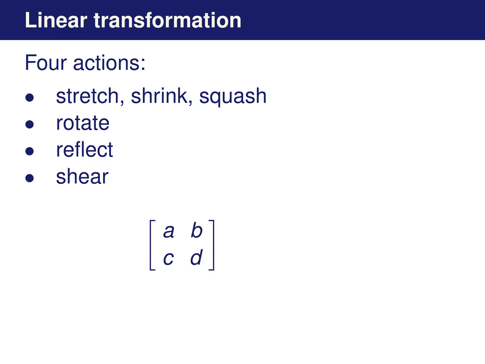Let's look at the geometry of two-dimensional linear transformations. Consider the 2 by 2 matrix ABCD. The matrix maps the unit vector in the x direction to the vector AC, which is the first column of the matrix. It maps the unit vector in the y direction to the vector BD, which is the second column of the matrix. Using this idea we can examine how a matrix maps an arbitrary object in the plane.